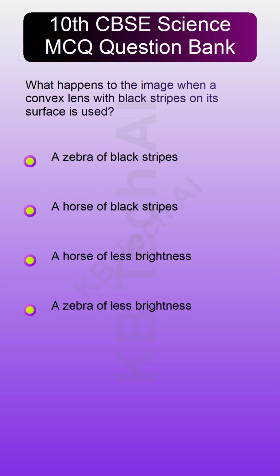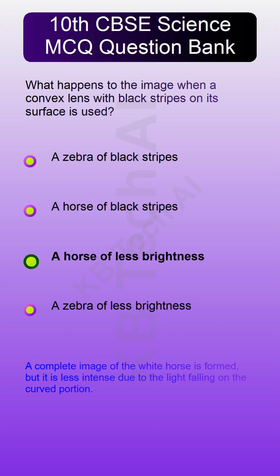What happens to the image when a convex lens with black stripes on its surface is used? Option 1, a zebra of black stripes. Option 2, a horse of black stripes. Option 3, a horse of less brightness. Option 4, a zebra of less brightness. The answer is option 3, a horse of less brightness.